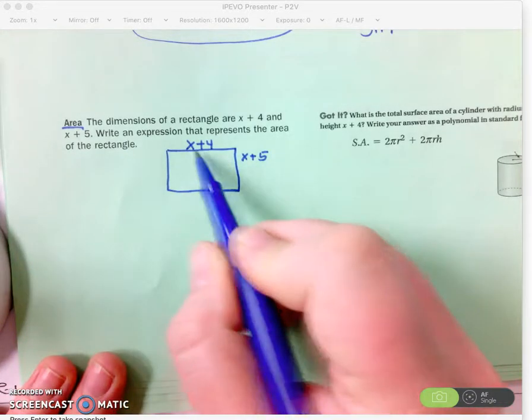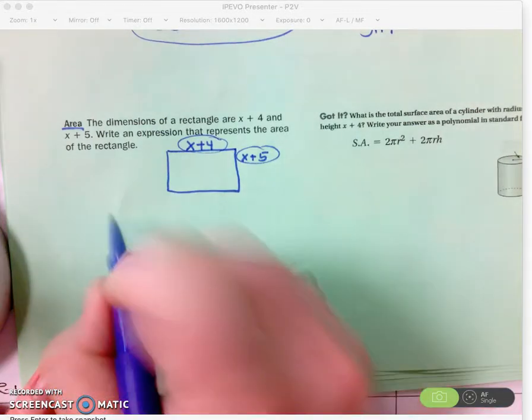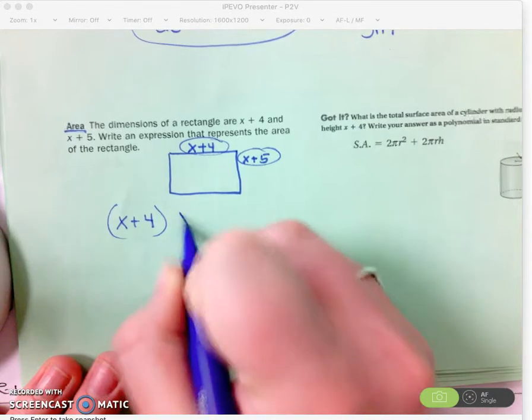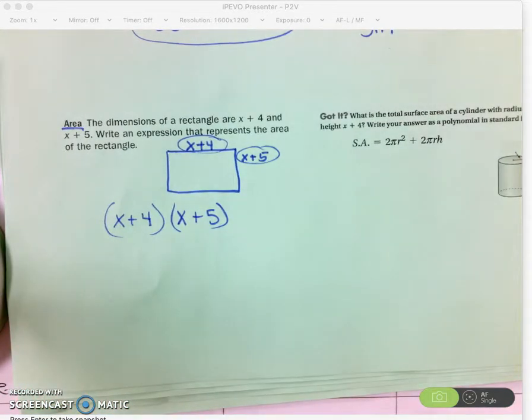Well, you still have to multiply this side by this side to find the area of the whole thing. So I'm just going to be multiplying x plus 4 times x plus 5. And this way you can do it any way that you feel comfortable, any way that you like. I personally would do FOIL if it's easy enough.